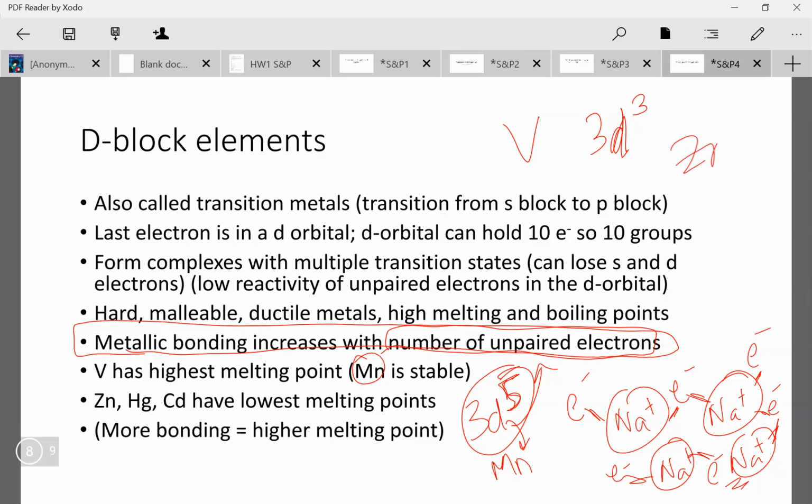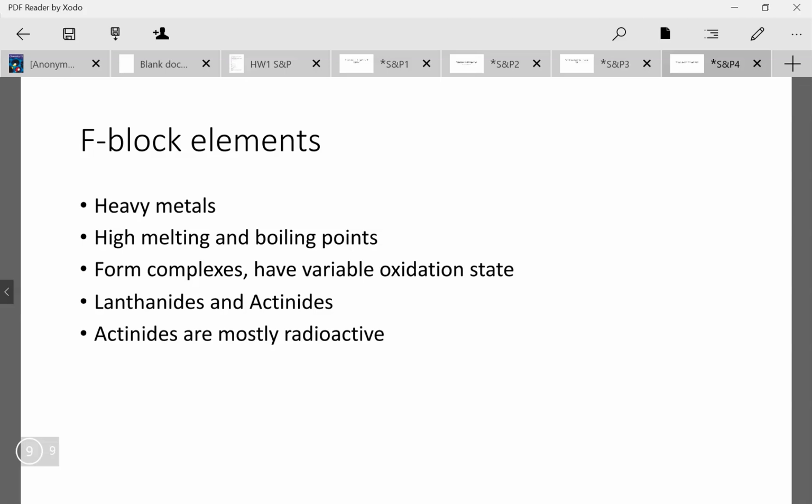Zinc will have the lowest melting point because, again, a 3d10 structure confers extra stability. There are no unpaired electrons in zinc, and therefore no electrons roaming around forming that glue. And so zinc, mercury, and cadmium have the lowest melting points. Those are your 3d10, 4d10, 5d10 metals.